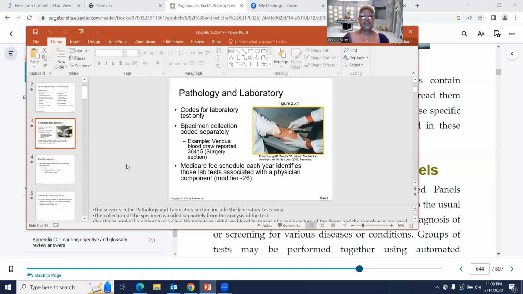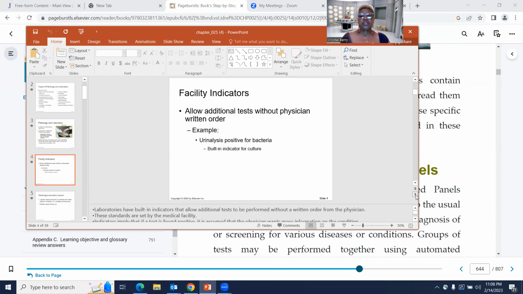And it states here, the services in the pathology and laboratory section include the laboratory test only. The collection of the specimen is coded separately from the analysis of the test. So make sure that you're reading that information, and it is explaining to you how you code separately.